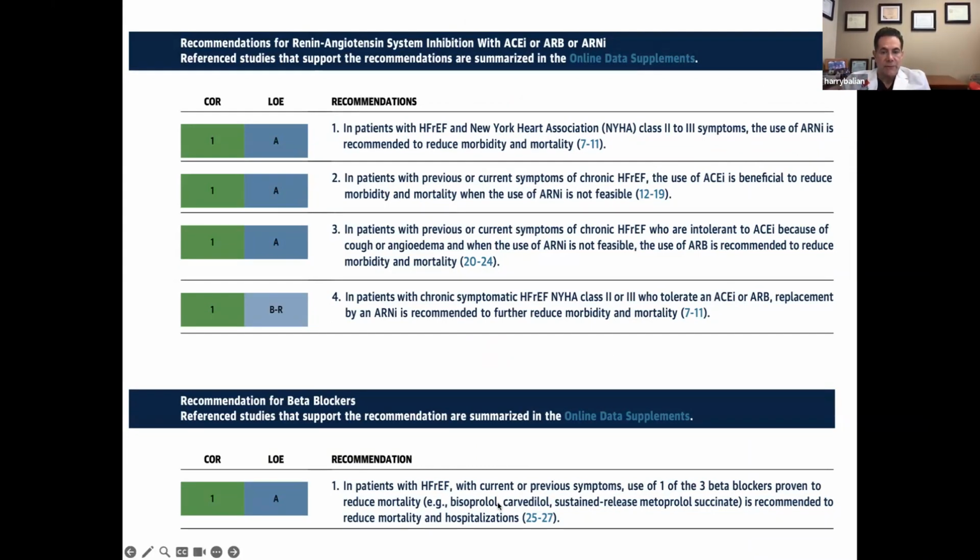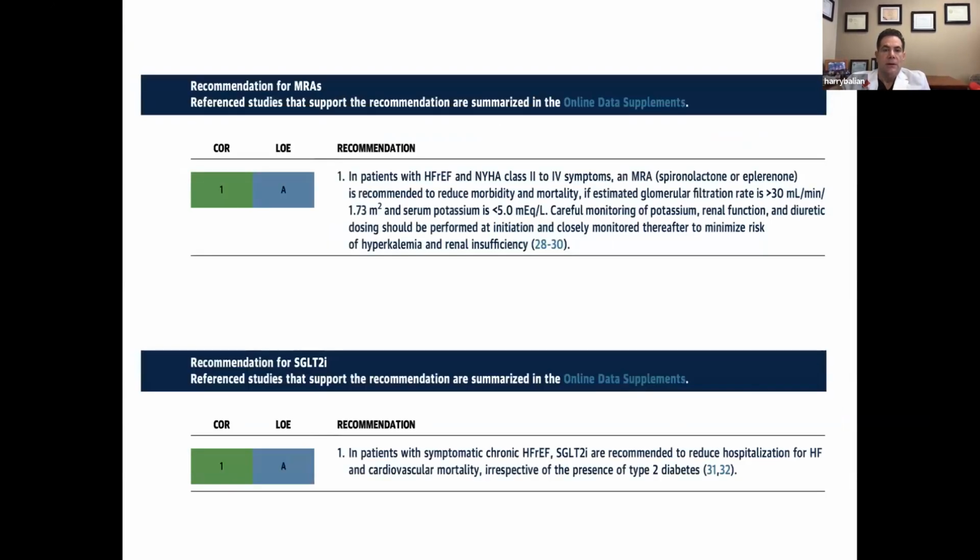In patients with HFrEF with current or previous symptoms, beta blockers are also recommended as a class 1 to reduce mortality, bisoprolol, carvedilol, etc. And the recommendation for mineralocorticoid adjuncts is for patients with HFrEF, NYHA class 2 to 4 symptoms, using the Aldactone or eplerenone, which are the aldosterone inhibitors, recommended as a class 1 to reduce morbidity and mortality if the estimated GFR is more than 30.